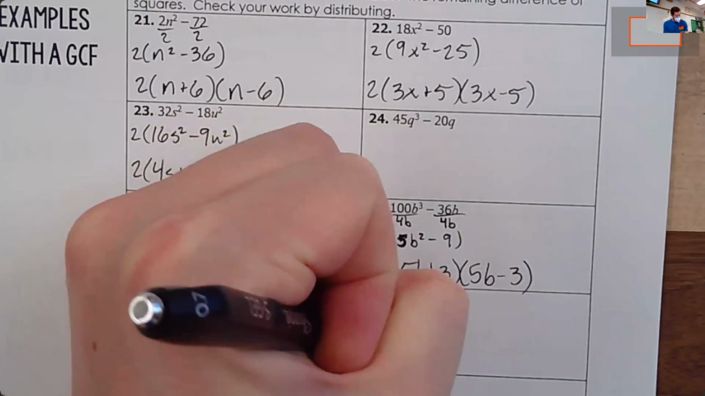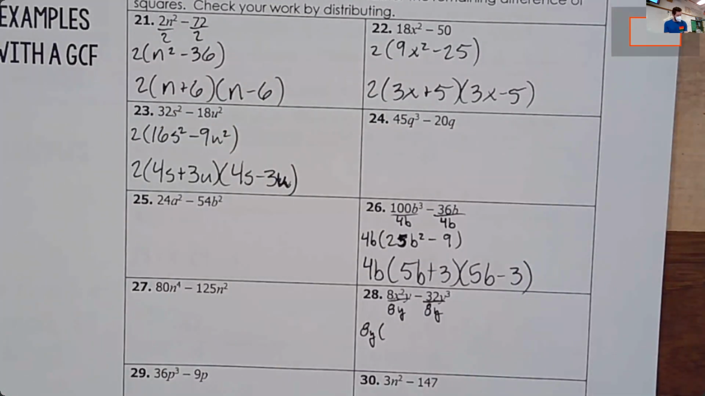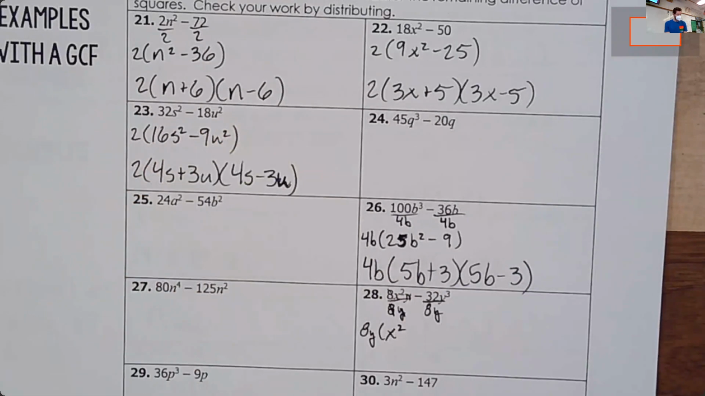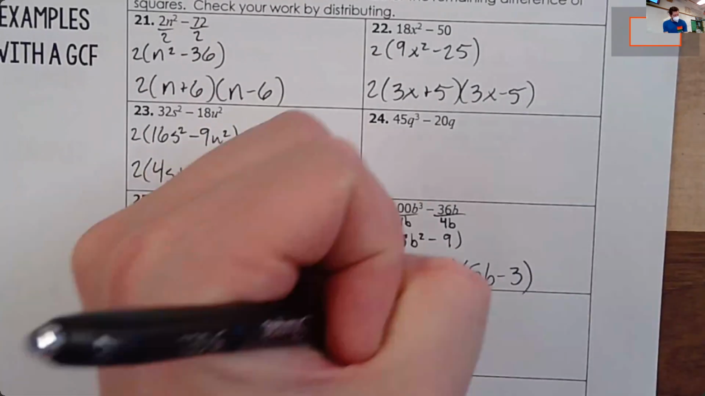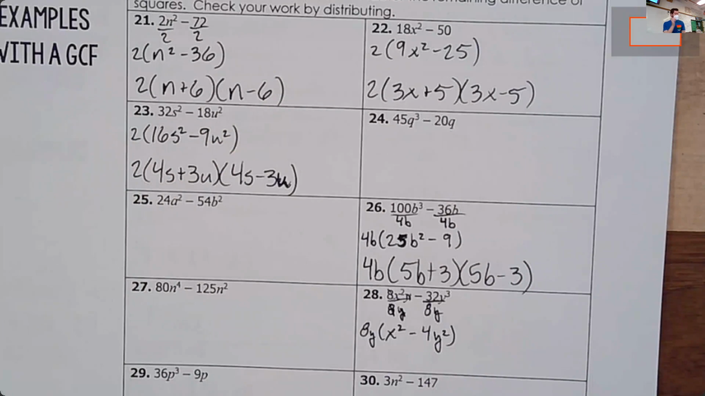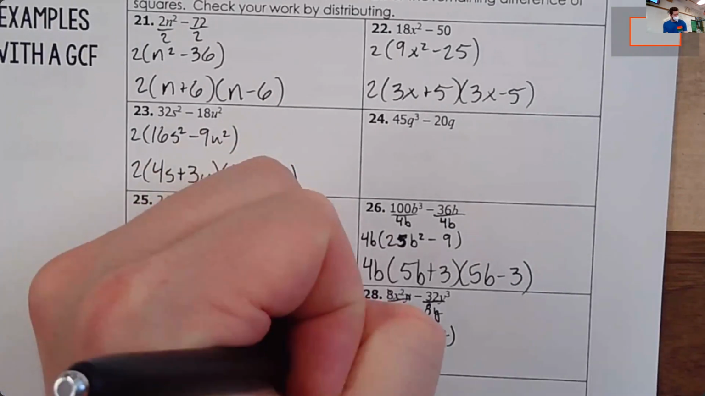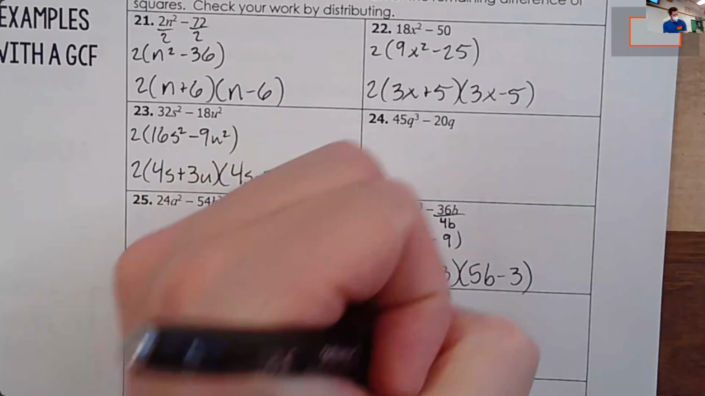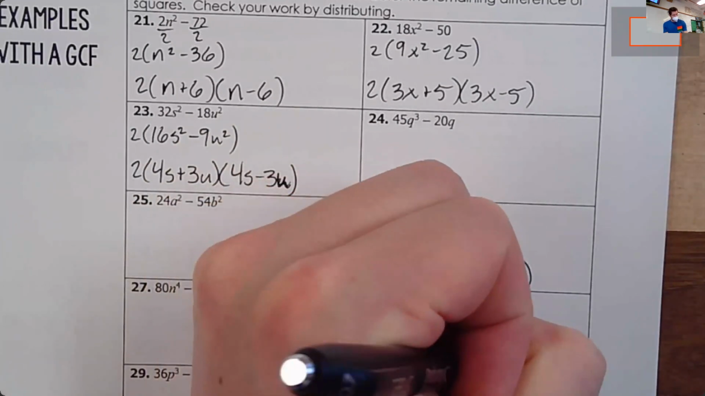So this would be 8y, and then in parentheses, the 8s and the y's cancel out, so we're just going to have x squared here. And 32 divided by 8, that'll be minus 4, and then y to the third divided by y would be y squared. So we've got 8y times x squared minus 4y squared. And in the parentheses, we have a difference of squares. So we're going to have 8y times x plus 2y times x minus 2y.